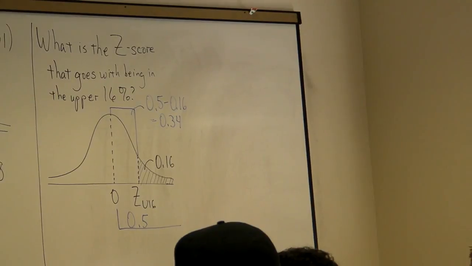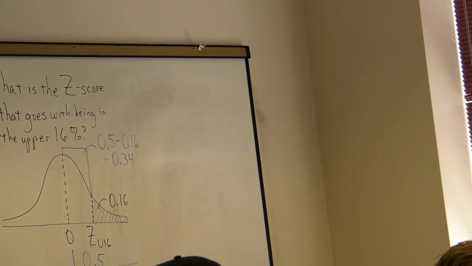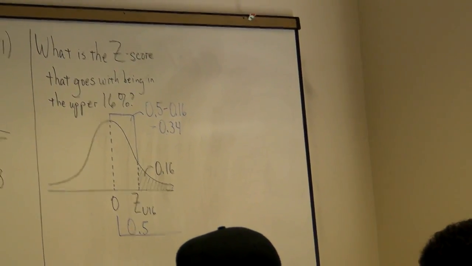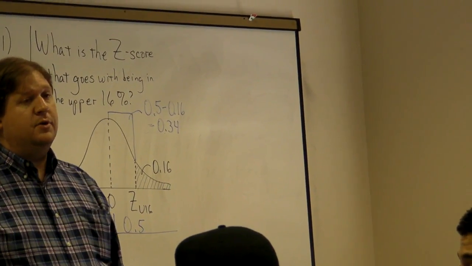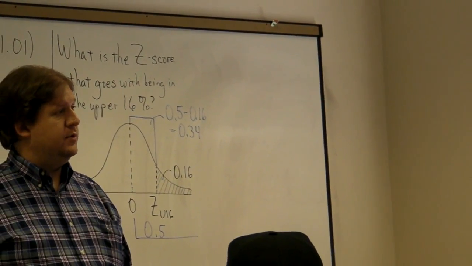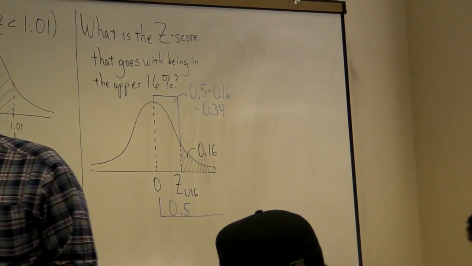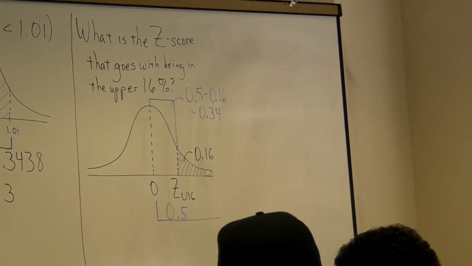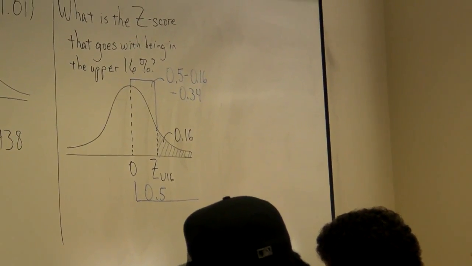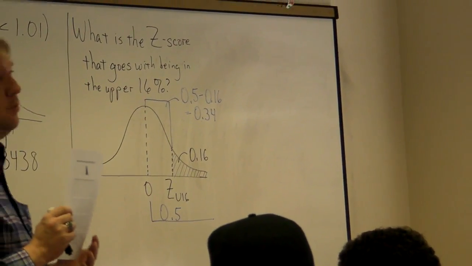So if I'm looking for the upper 16%, what I know is that the area between the mean of 0 and the Z-score that separates out the upper 16% has to be 34%. 50% minus 16%. And so I know that the area between 0 and the Z-score is 0.34. And so what I want to do is look for 0.34.